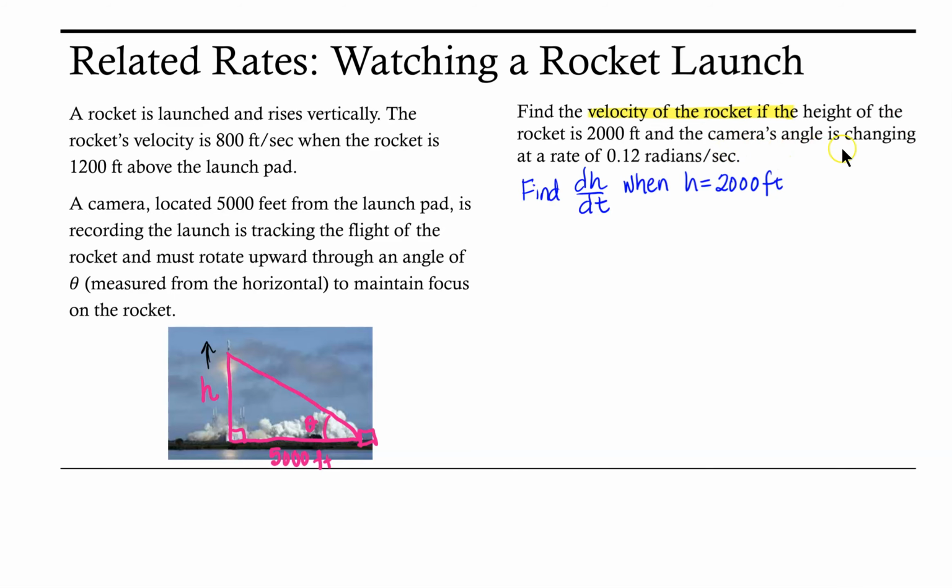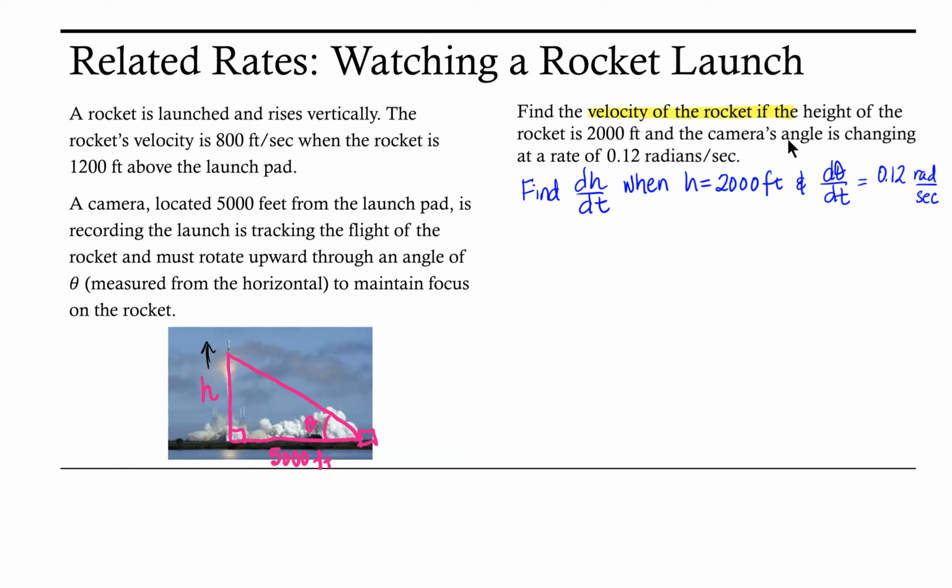So we want to find dh/dt when h is 2,000 feet and when the camera's angle is changing at a rate. So we have a rate of change in the angle. So, and our rate of change for our angle theta needs to be 0.12 radians per second.